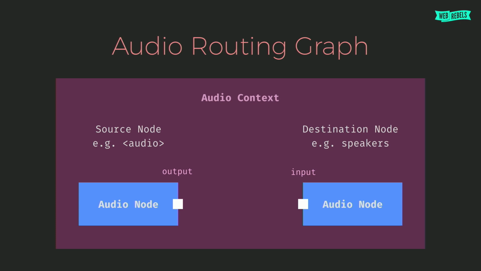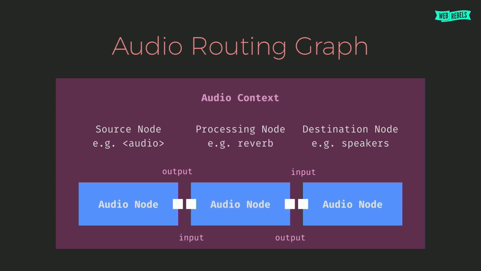We typically end with a destination node that, on the opposite, has only an input but no output. Instead, all inputs are directly played on your speakers. And between those two nodes, we can modify and analyze the sound with processing nodes, which have both input and output. For example, we could add sound effects like a reverb, or in our case, we get the frequency data. And all this together is called an audio routing graph.